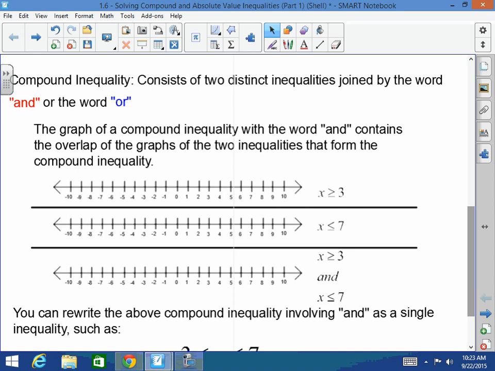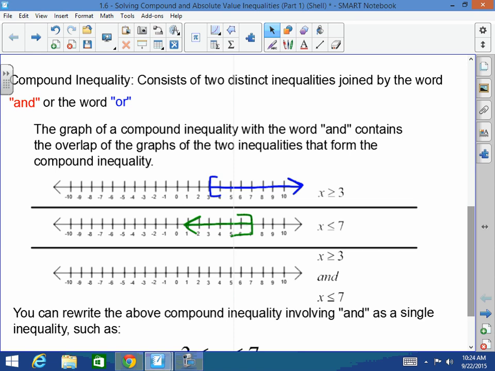For example, if I have x is greater than or equal to 3, we're going to go this way. We already learned set notation and interval notation, so we know that it's greater than or equal to, so it's a bracket. If I look at the other inequality for this compound inequality, it says x is less than or equal to 7. Well, if x is less than or equal to 7, that means I have a bracket and I'm going this way. When I have a compound inequality, what's happening is that I'm combining both of these inequalities together.